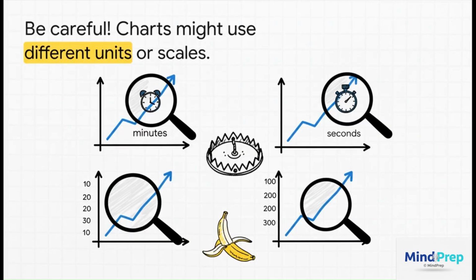And finally, step 4. A good detective always checks the details. This is where the test makers love to set little traps for you. You've got to look at the units. Is one chart in minutes, but the other one's in seconds? Are the scales on the axis completely different? Just taking a second to check this stuff can save you from a really simple but costly mistake.